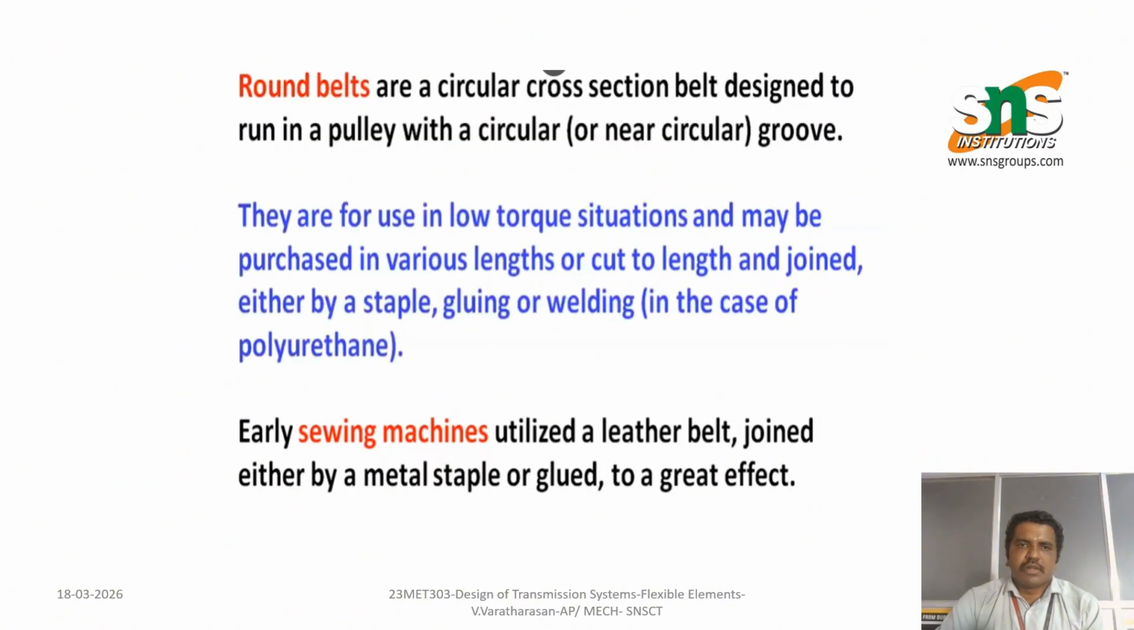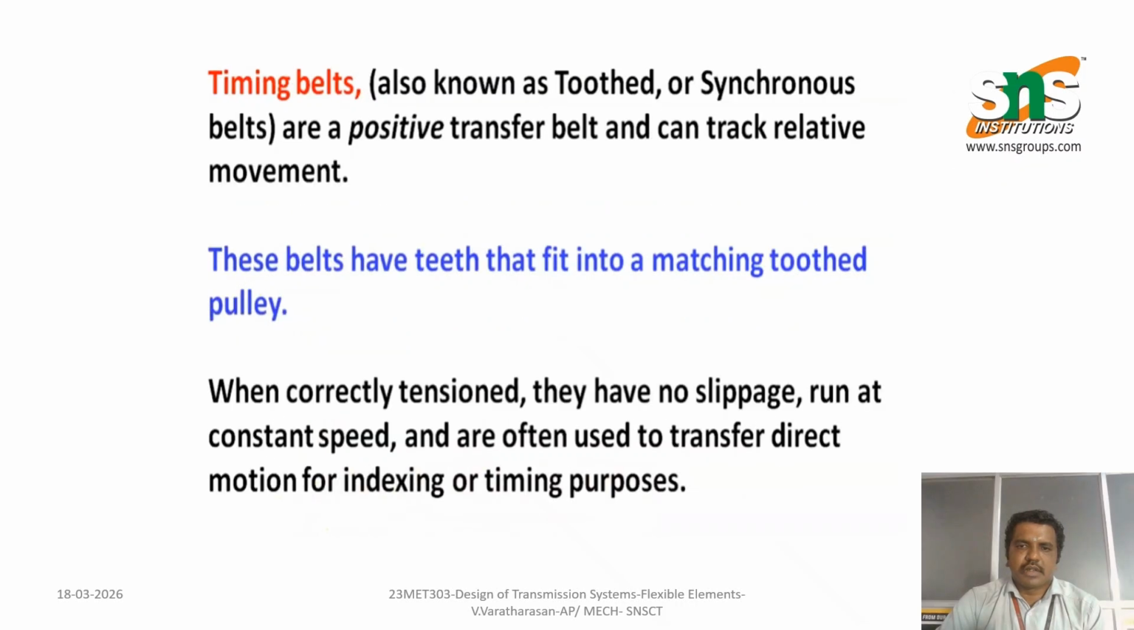The round belt is a circular cross-section belt designed to run in a pulley with a circular or near-circular groove. They are used for low torque situations and may be purchased in various lengths or cut to length and joined, either with a staple, gluing, or welding in the case of polyurethane. Early sewing machines utilized leather belts joined either by metal staples or glue to great effect.